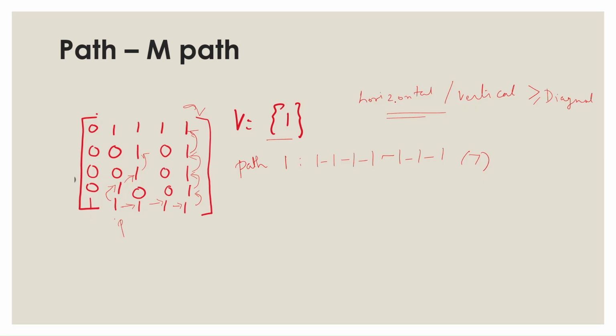Since only horizontal or vertical movement is possible in this path, we can consider only the 4 adjacency. We have to give preference to the 4 adjacency and not the diagonal 8 adjacency. So this condition we have to remember: horizontal or vertical is preferred more than the diagonal. So in this case, this diagonal is not preferred. So we can move to this pixel only through the 4 adjacent pixel.